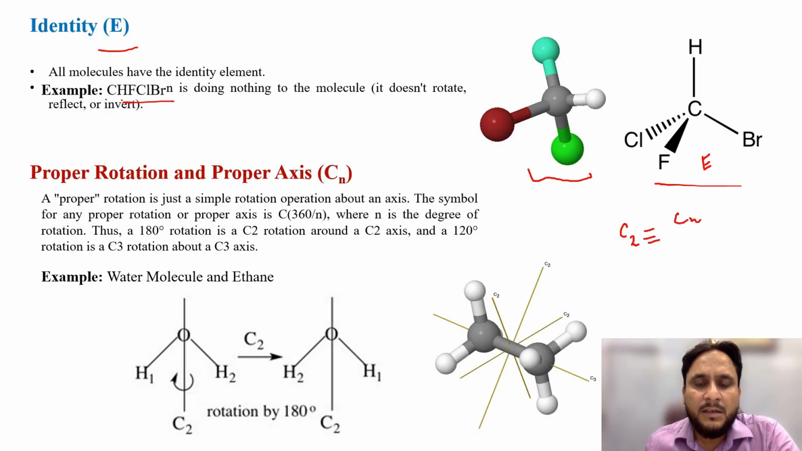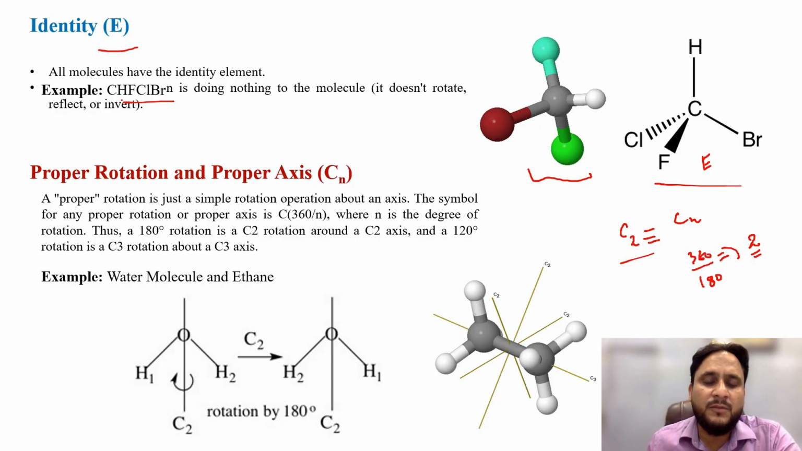Why? Because after rotating the molecule by 180 degrees, we have got the same molecule. So what we do is divide the total angle of 360 degrees by 180 degrees, and we obtain 2 as the answer. So instead of Cn, we call it a C2 axis, because a C2 axis means that by rotating the molecule through an angle of 180 degrees, it gives a molecule which is indistinguishable from, exactly the same as, the original molecule.